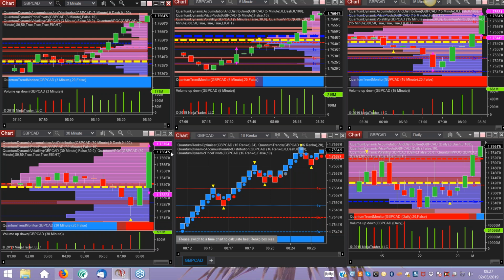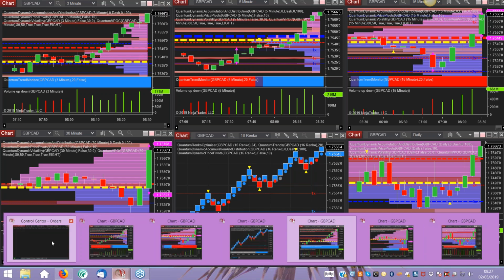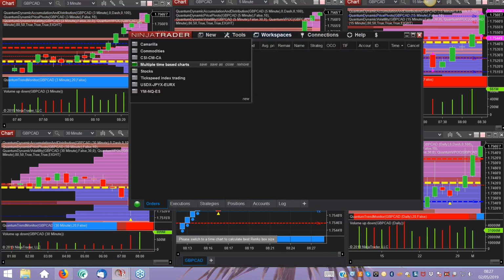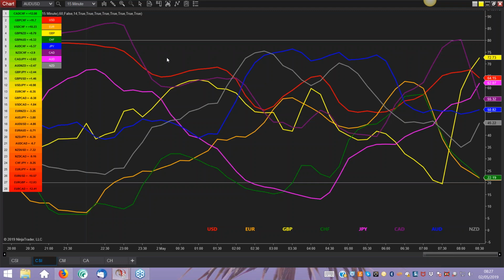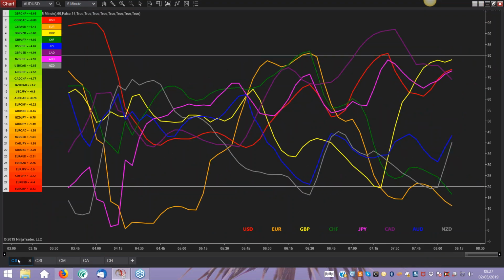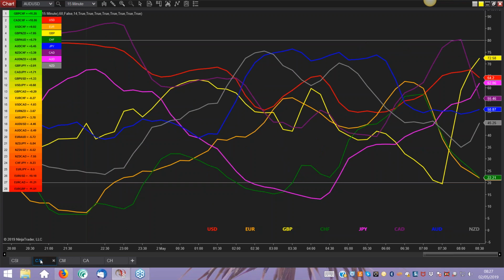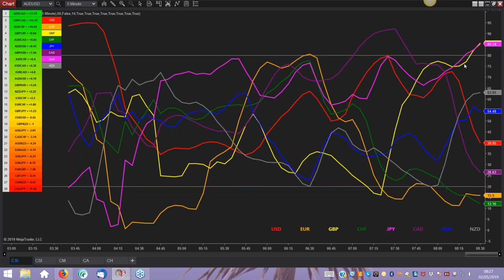Let's just head back to the CSI and just see what's going on there and the other indicators as well. Let's just go over to the CSI on 5. There we are. Just wait for that to load up very quickly. Flick that over onto 15. There we are. Back to 5. There we go. Still got this pound buying.